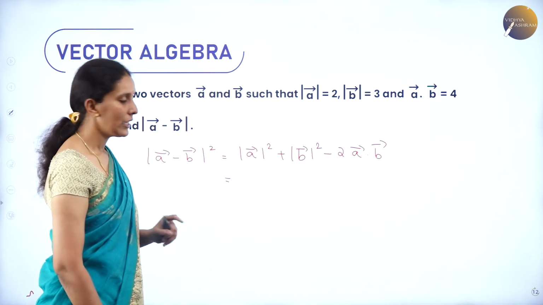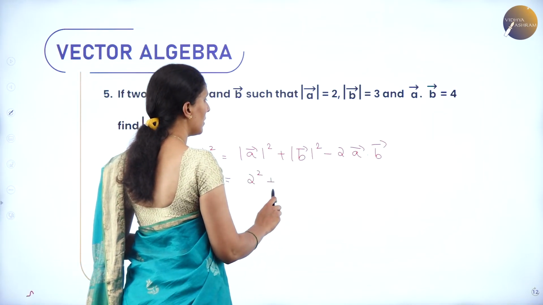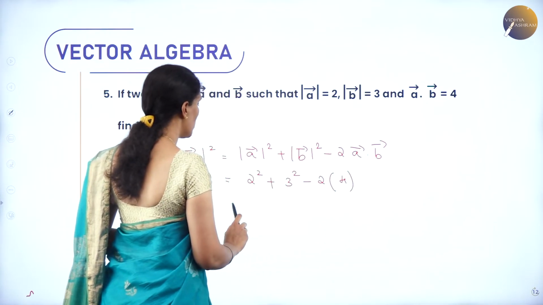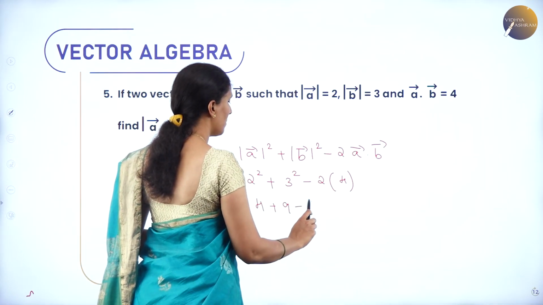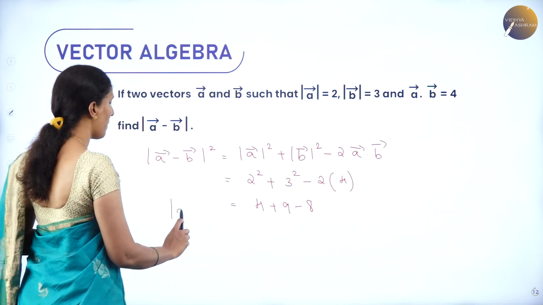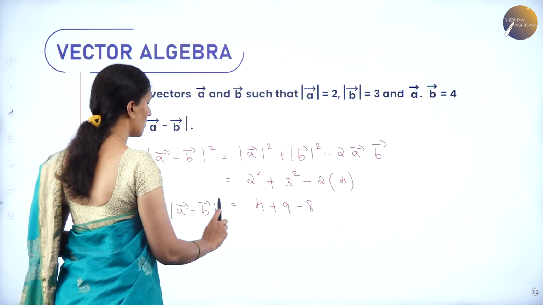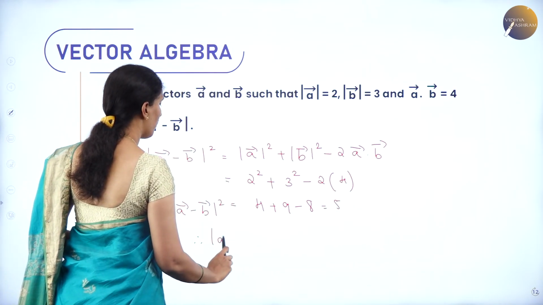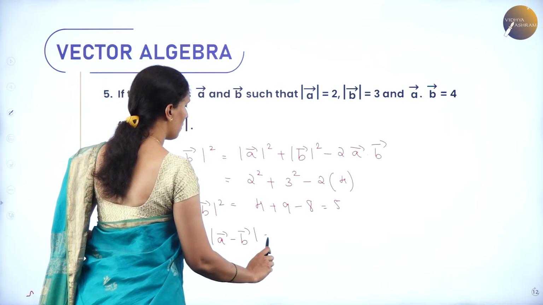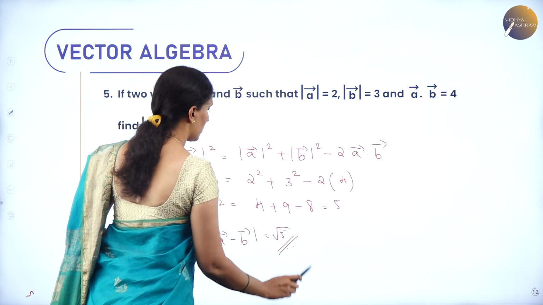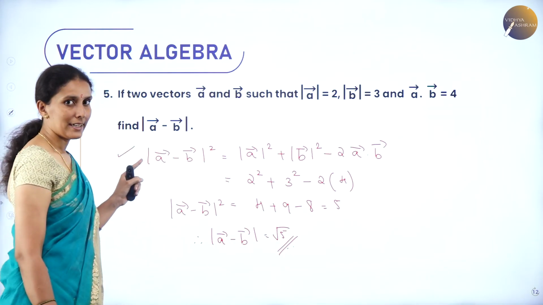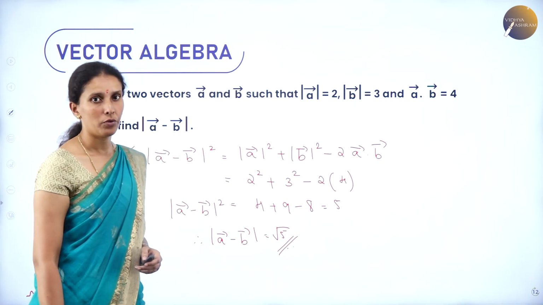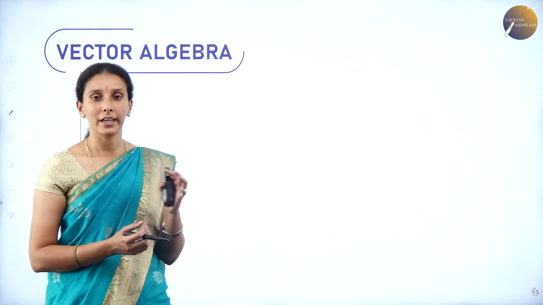So the magnitude of A is 2, therefore it is 2 square. B is 3, 3 square, minus 2 into A dot B, which is given as 4. So it is 4 plus 9 minus 8. Thus we are getting the magnitude of vector A minus vector B whole square is 5. Therefore the magnitude of vector A minus vector B is equal to root 5. So using the identity, we can find the magnitude of vector A minus vector B is equal to root 5. So these are very simple problems in the dot product.